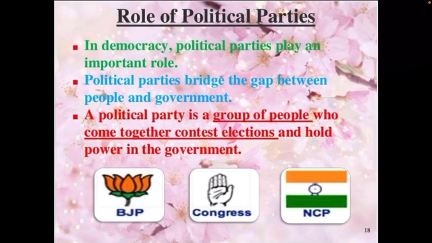Next, we are going to study the role of the political parties. In a democratic country, political parties play the most important role. They bridge the gap between the people and the government, and they hold the power in the government.